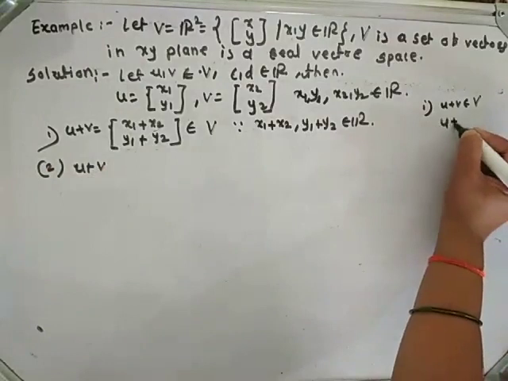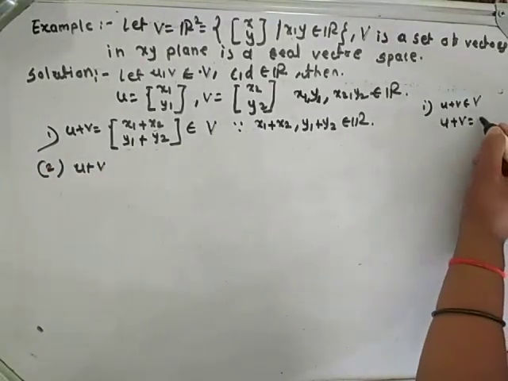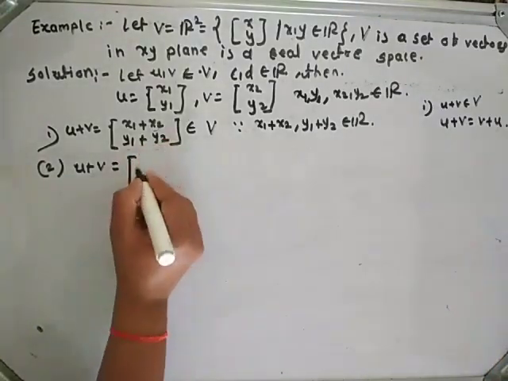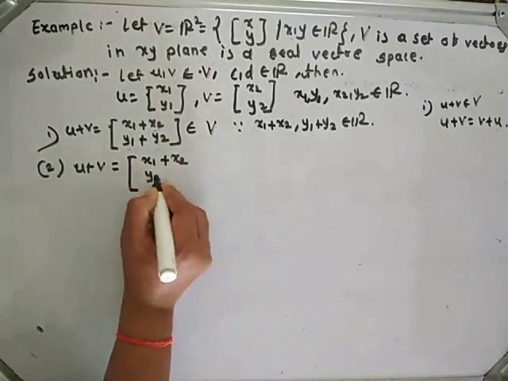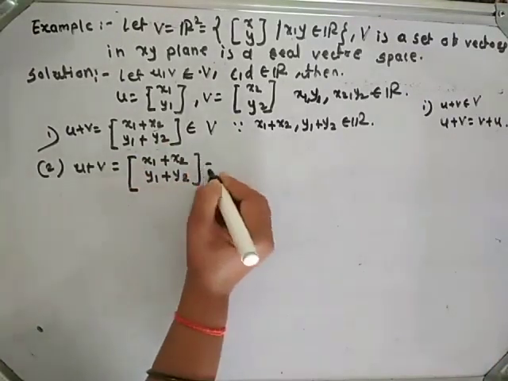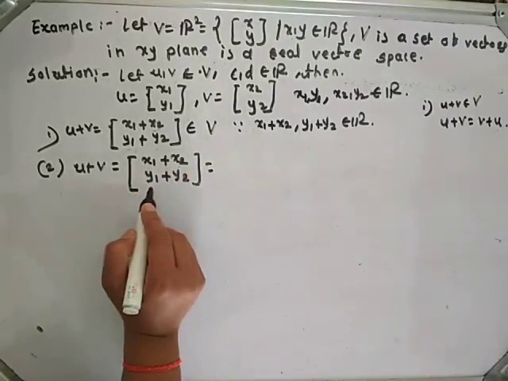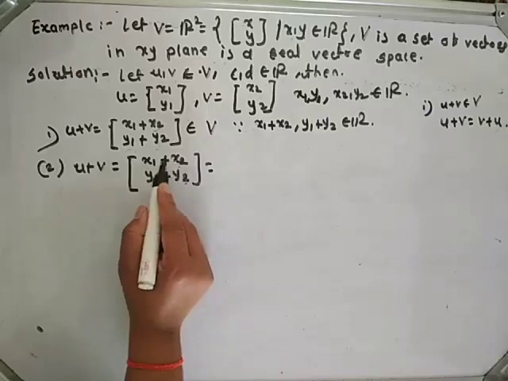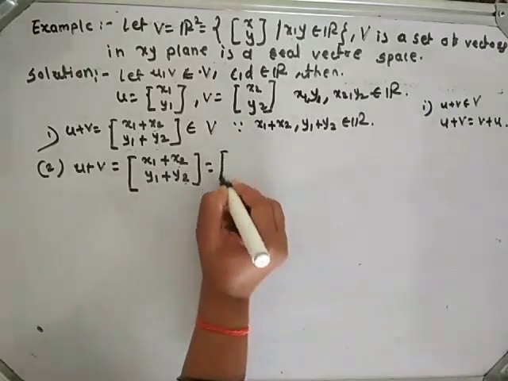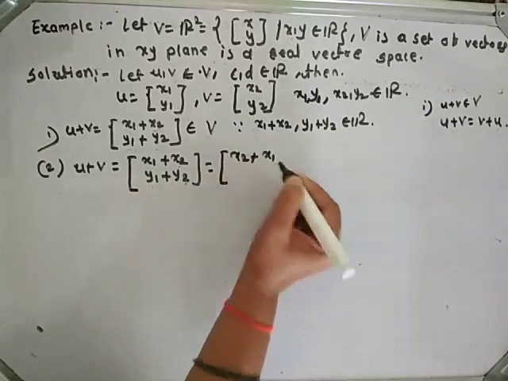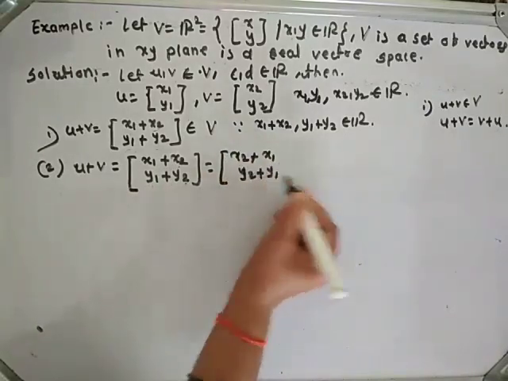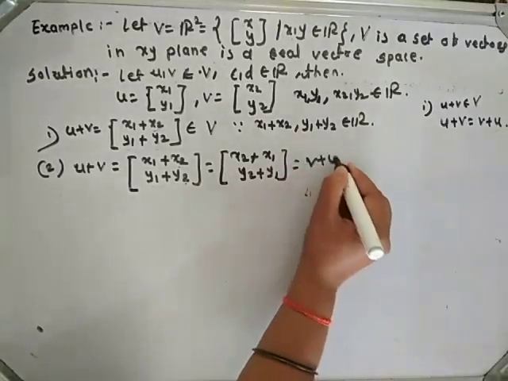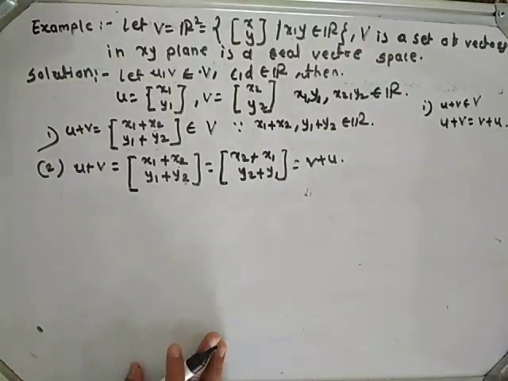Okay. Now the second property is that addition is commutative, which means we have to show that U plus V is equal to V plus U. U plus V is nothing but x1 plus x2, y1 plus y2. These x1, x2, y1, y2 are real numbers, and in real numbers the addition is commutative. That's why here we can write x2 plus x1, y2 plus y1. This is nothing but V plus U. So the second property is also satisfied.